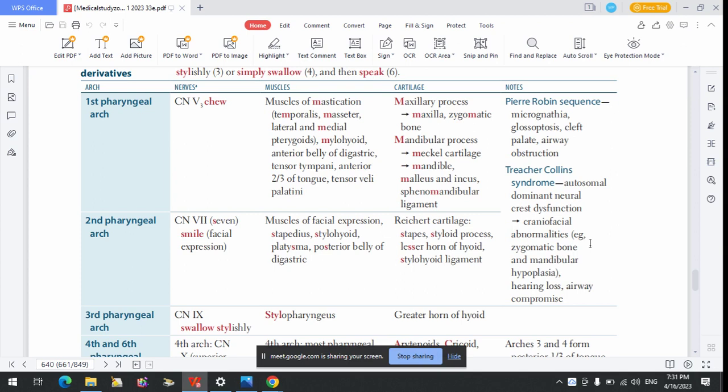So we go for the stylohyoid first. With the stylohyoid, we get to the lesser horn of the hyoid because it's stylohyoid. Then we go for the styloid process. Then we go for the stapes. So that means you are left with the muscles. You are left with the muscles.